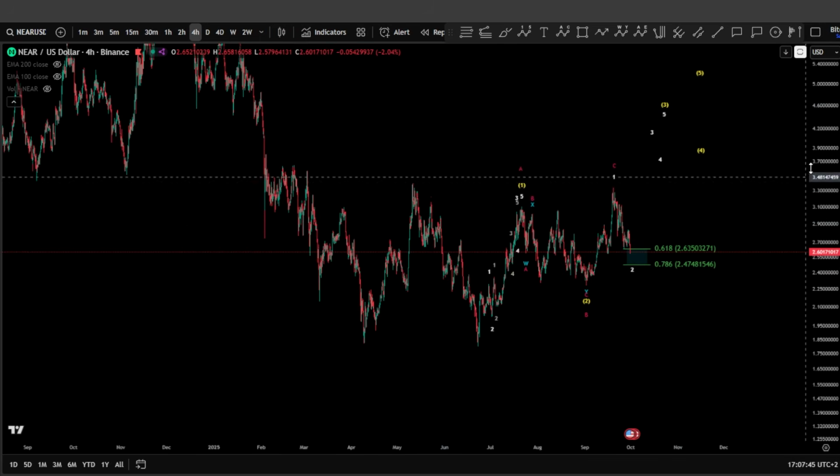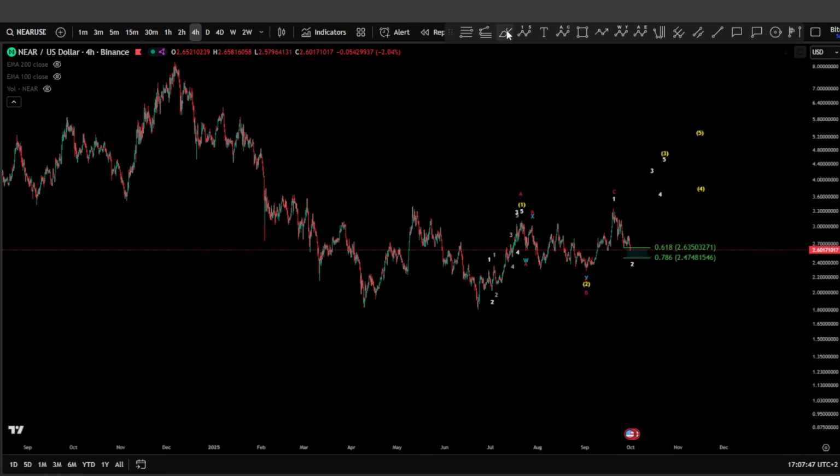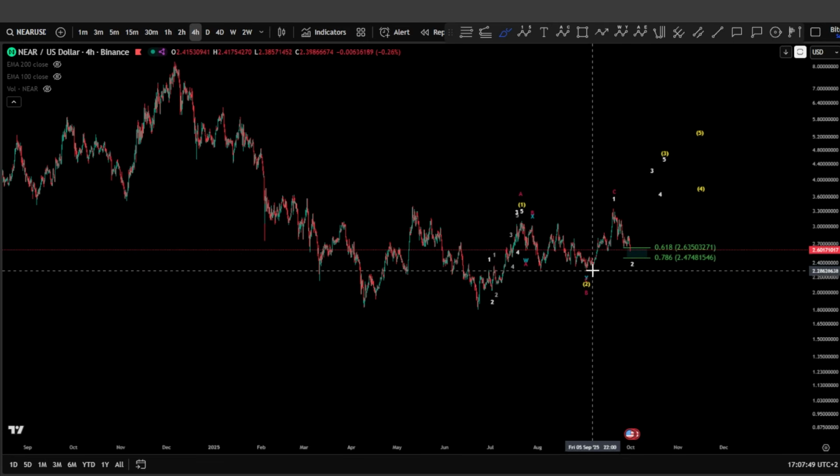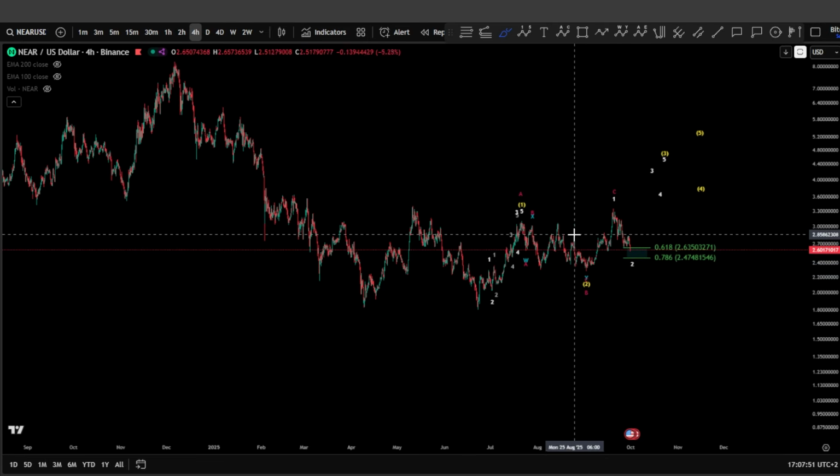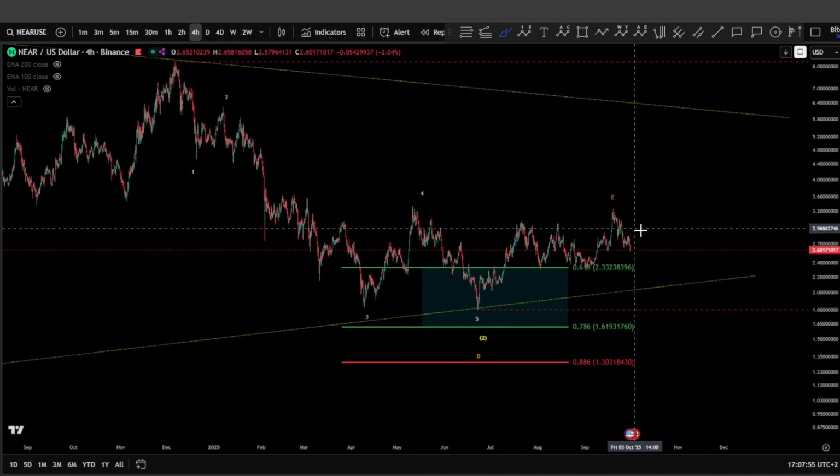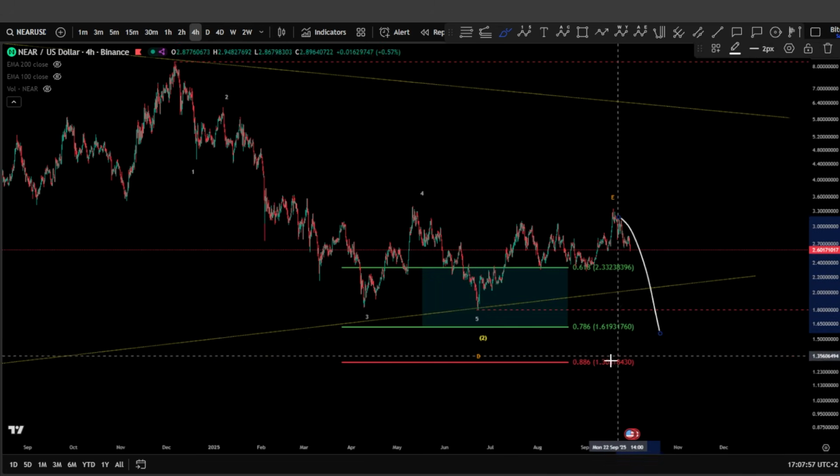Yep, so this is regarding NEAR. If we break this level and we continue for lower, well, guys, you've got to, of course, consider the triangle we mentioned, of course, on the daily. It's a wave E. We move down.